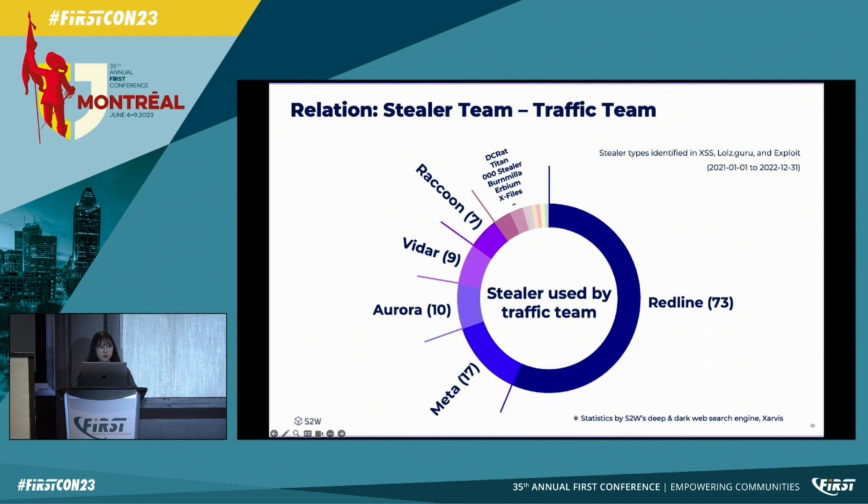Of course, some groups did not disclose what types of stealer they use, but for about 126 groups identified from 2021 to 2022, RedLine dominates, followed by Meta, Aurora, Beetle, and others. All you need to know is that these results are based on what was written in the initial promoted posts, and in some cases, they may use a new stealer after the license expired.